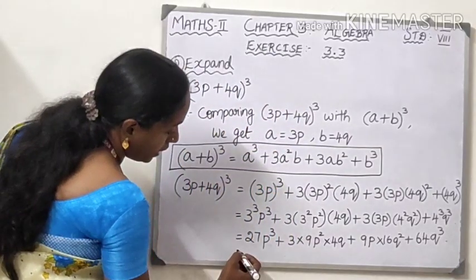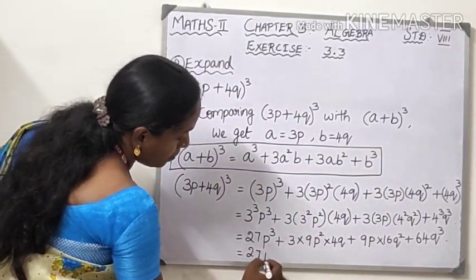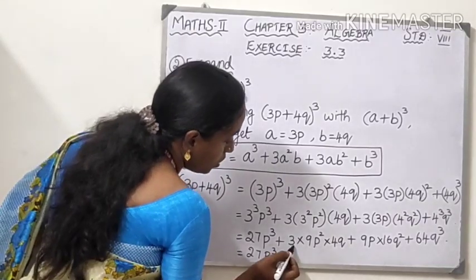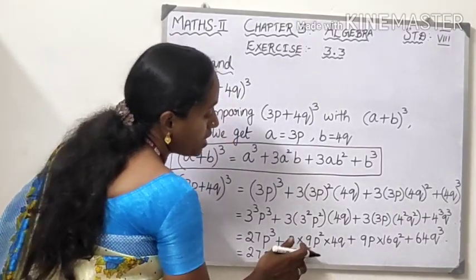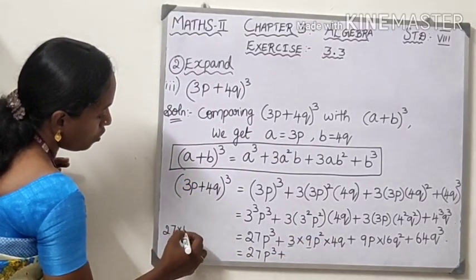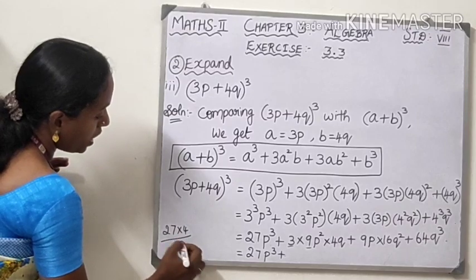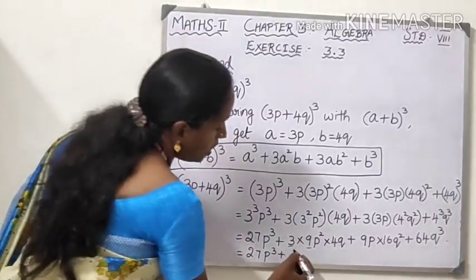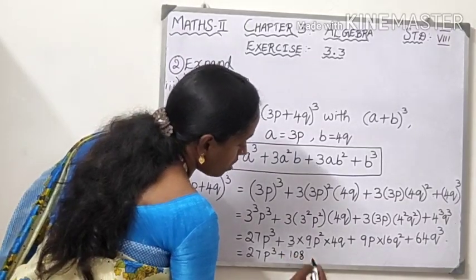So we are going to write the final answer. 27p power 3 plus, multiply the numbers now. 3 9s are 27. So 27 into 4. Multiply and check. 27 into 4: 4 7s are 28, carry over 2. 4 2s are 8, 8 plus 2 is 10. So 108. What are our variables here?